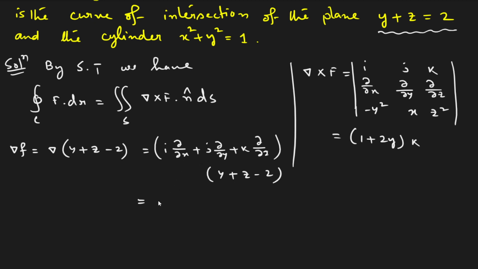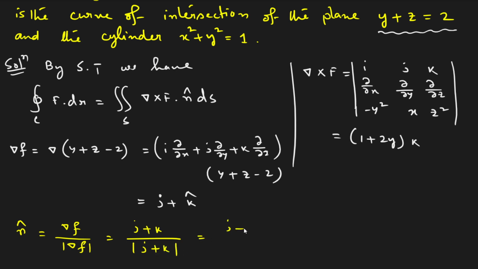This goes to 0, j cap plus k cap. Only this will come. Now we'll find n cap. So the value of n cap is how much? Nabla f by modulus nabla f. So it's j plus k divided by modulus of j plus k, which is j plus k over root of 1 plus 1, that means root 2.